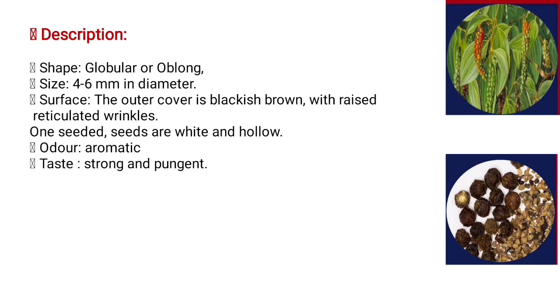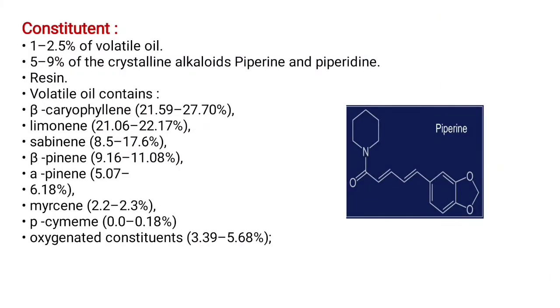Description: shape globular or oblong. Size 4 to 6 mm in diameter. Surface: the outer cover is blackish brown with raised reticulated wrinkles. One seeded, with white and hollow seeds. Odor aromatic. Taste strong and pungent. Constituents: 1 to 2.5% of volatile oil, 5 to 9% of crystalline alkaloid piperine and piperidine, and resin. Volatile oil contains beta-caryophyllene, limonene, sabinene, beta-pinene, alpha-pinene, myrcene, p-cymene.